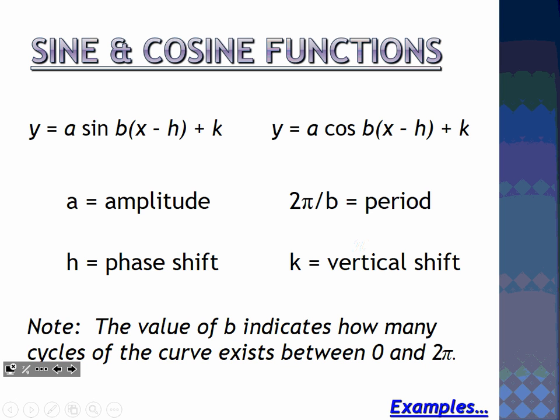So let's go back to our class starter, and let's look at number 2. Because in number 2, what it's going to do is it's going to give us a complete verbal description of the function. And what we've got to do is we've got to fill in everything. We've got to fill in A from the amplitude, we've got to fill in B from the period that it's given us, and then H and K from the shifts that are given.